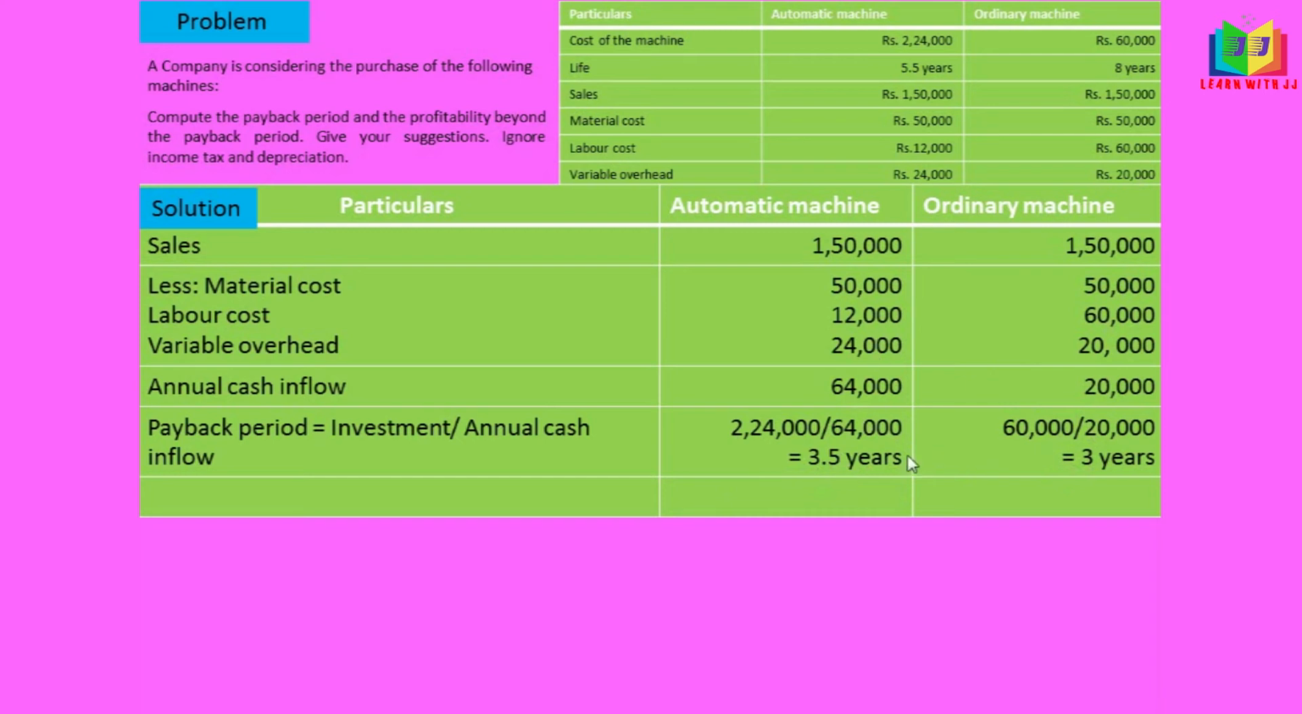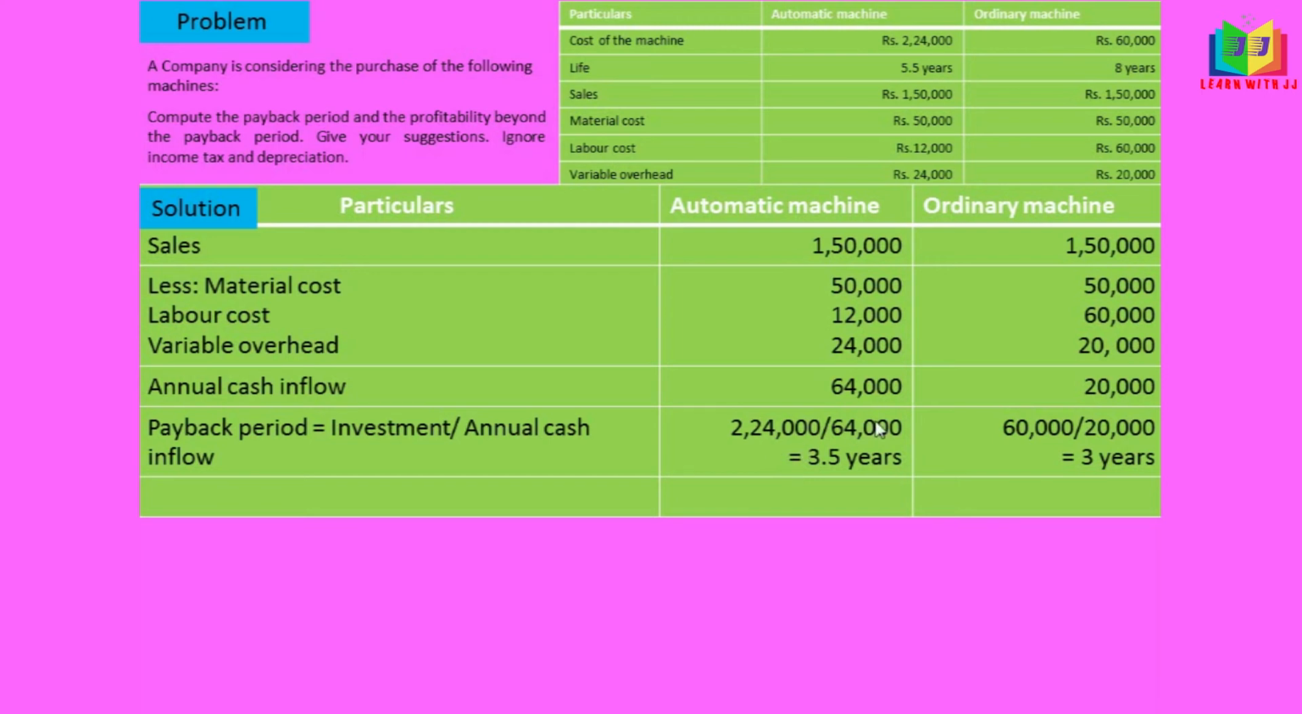Now we have to calculate the profitability beyond the payback period. That is, the payback period is 3.5 years and the life of the machine is 5.5 years. So after payback we have 2 more years, right? That is 5.5 years minus 3.5 years will get 2 years. So we have 2 more years in this life.